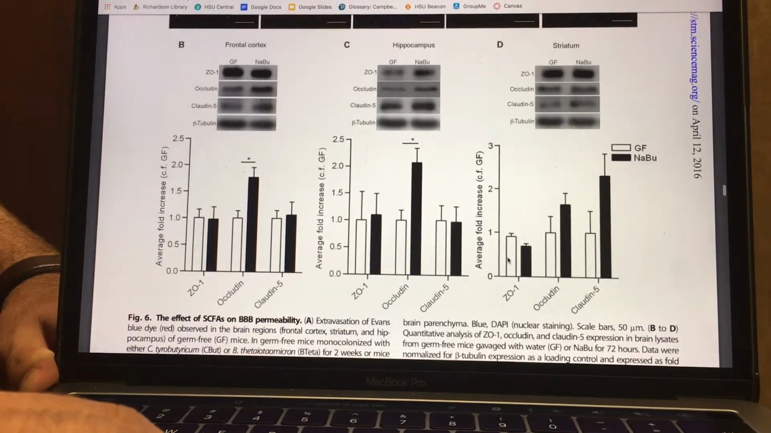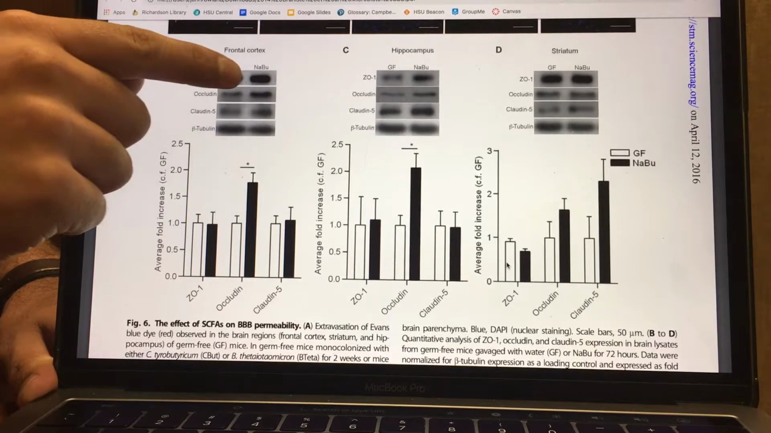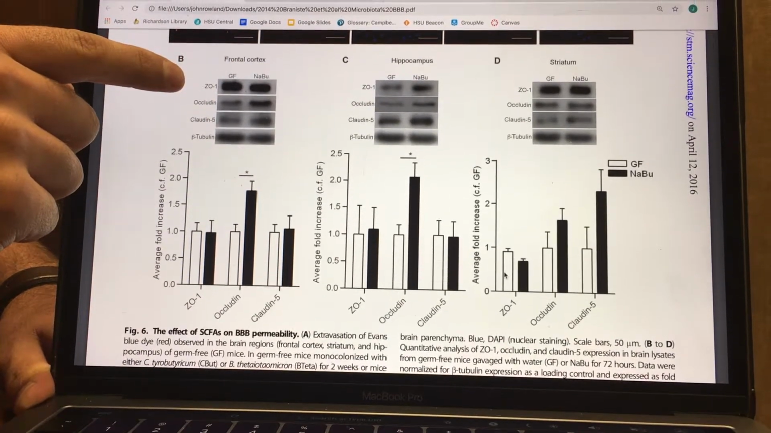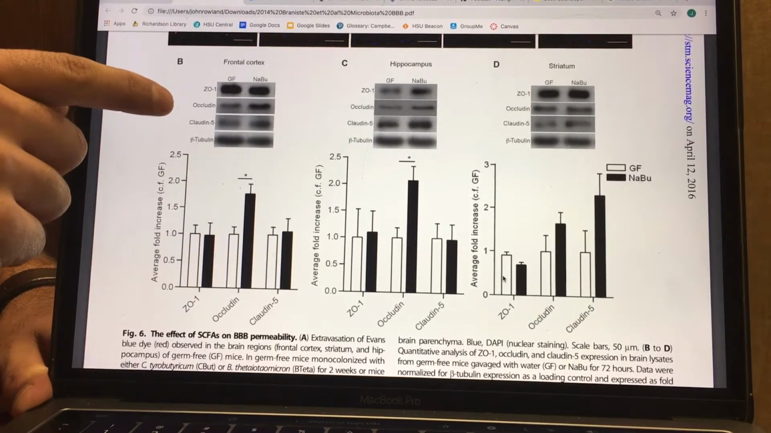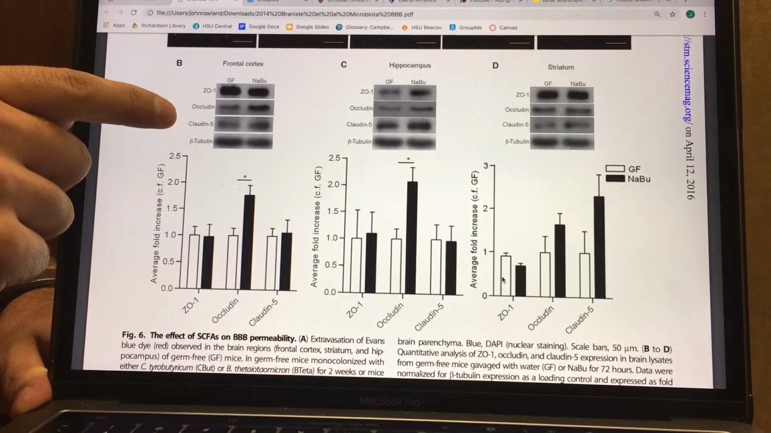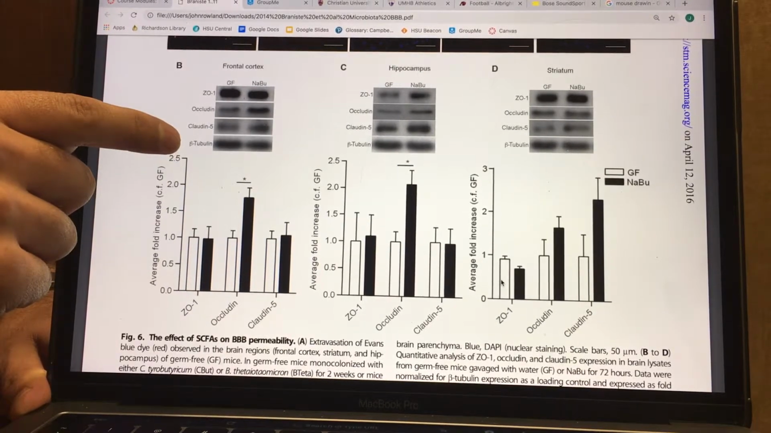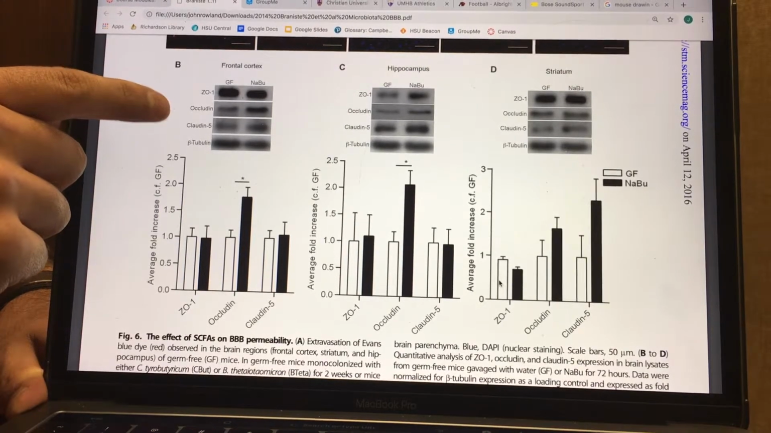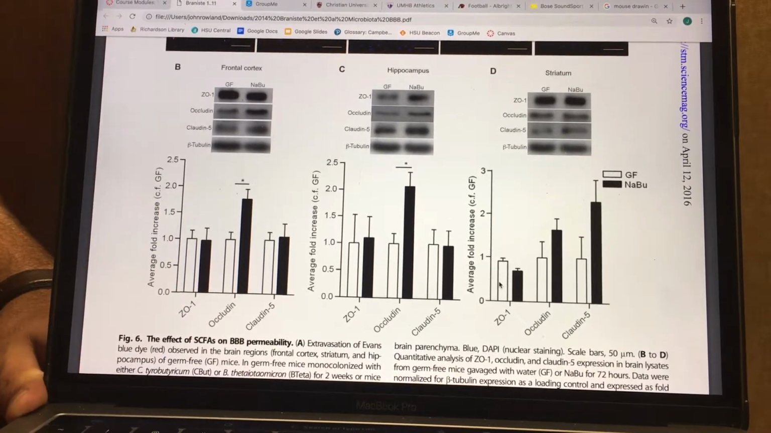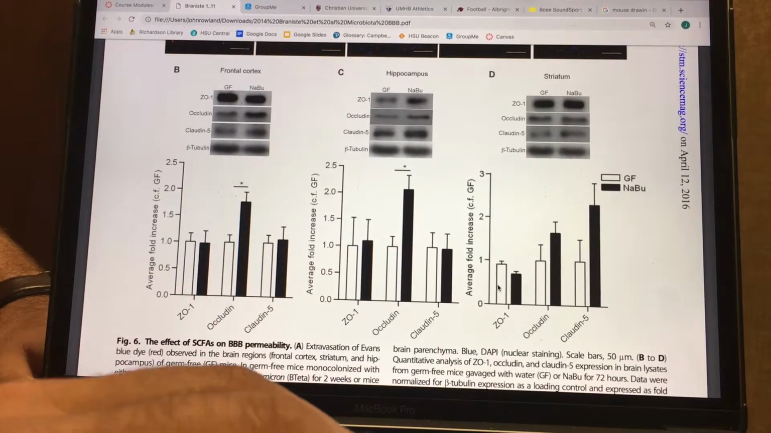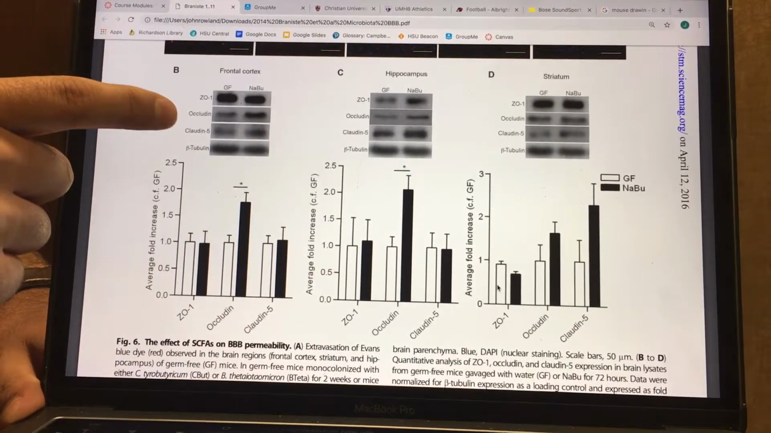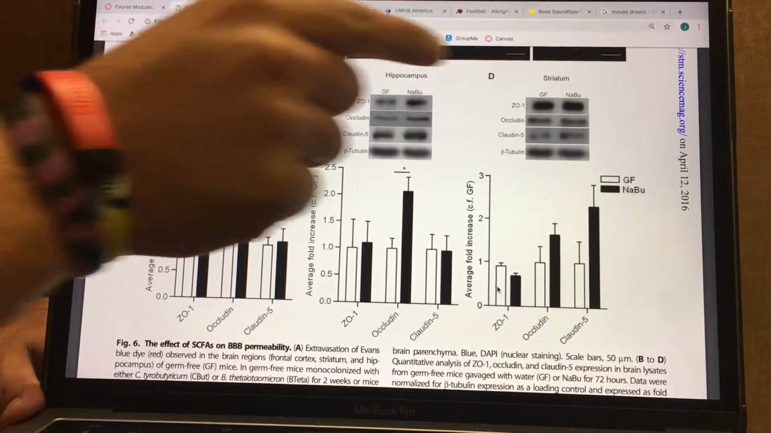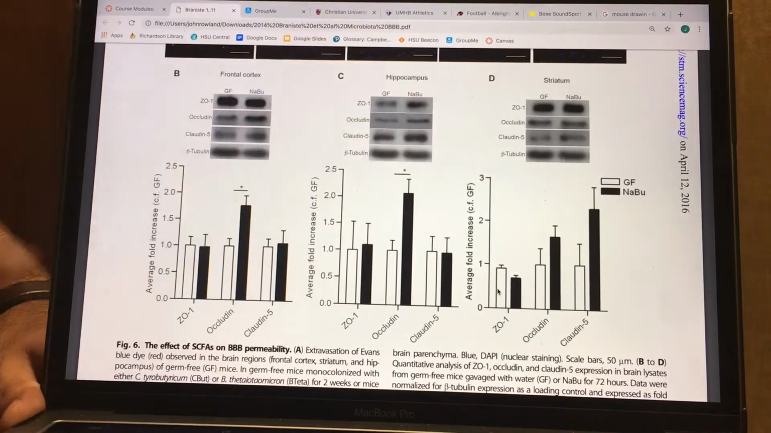For part 2 of the experiment, they took the sodium butyrate and the germ-free, and they did a Western blot that compared the production of certain proteins, specifically occludin and claudin 5. B-tubulin is your control for this, and occludin and claudin 5 are protein parts of the blood-brain barrier that are important. And so here you just compare 3 different samples, one taken from the frontal cortex, the hippocampus, and the striatum.